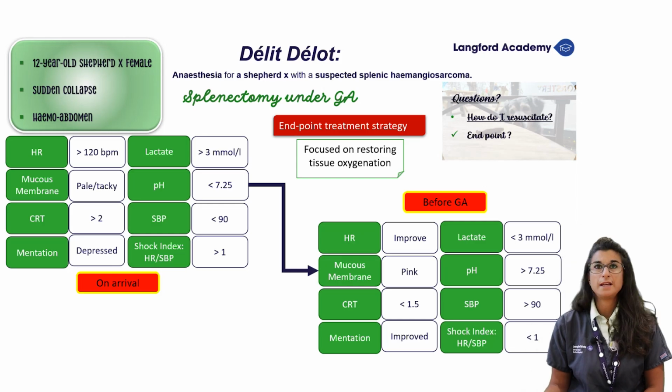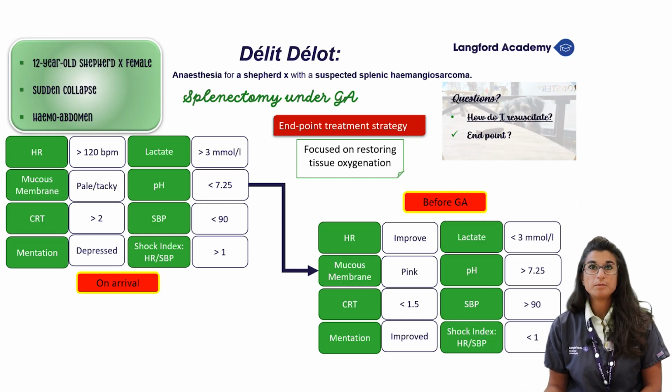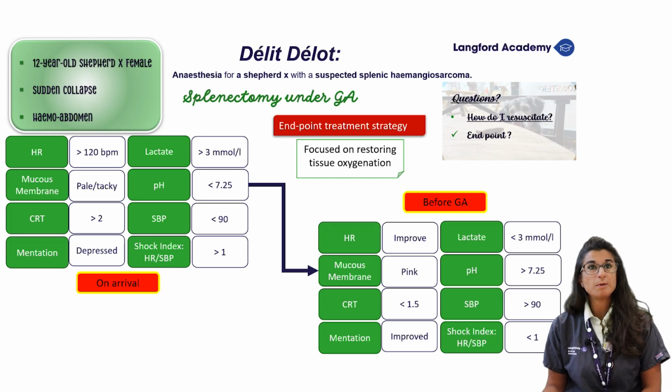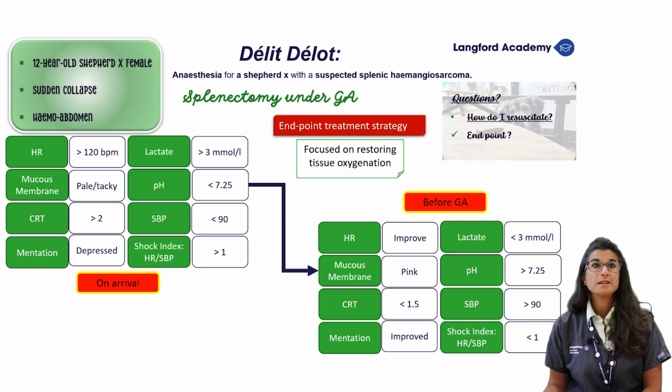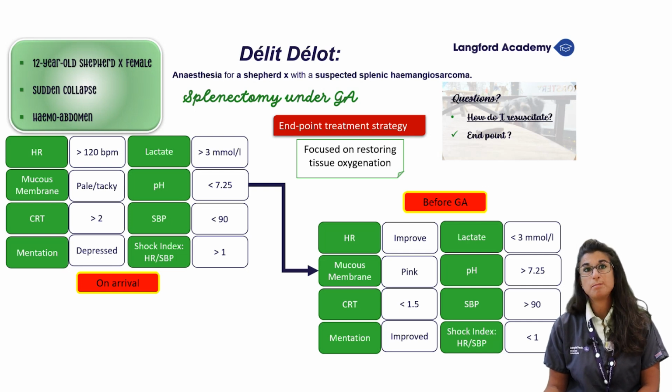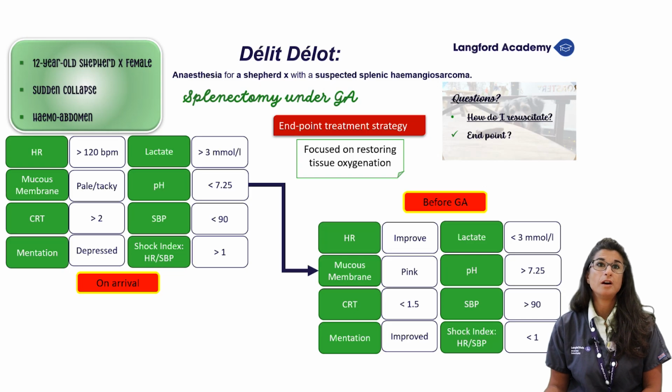So what's the end point of the resuscitation? The end point of the treatment strategy is to focus on restoring tissue oxygenation. So for instance, in this patient, after further examination, you can see the heart rate is higher than 120. Her mucous membranes are pale and tacky. CRT is prolonged. She's depressed. You've done some blood gas and found the lactate is elevated, so more than 3. The pH is lower than 7.25, which means that she's got moderate acidemia. Her systolic blood pressure is less than 90, which means that she's hypotensive and she's got a higher shock index. So that's on arrival.